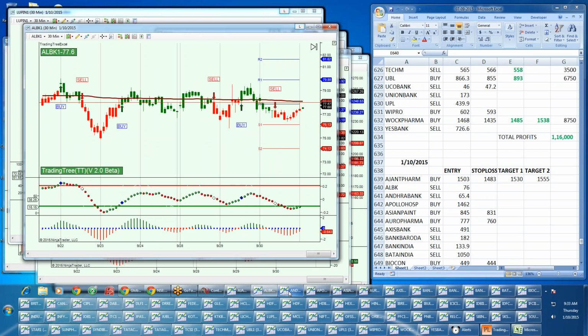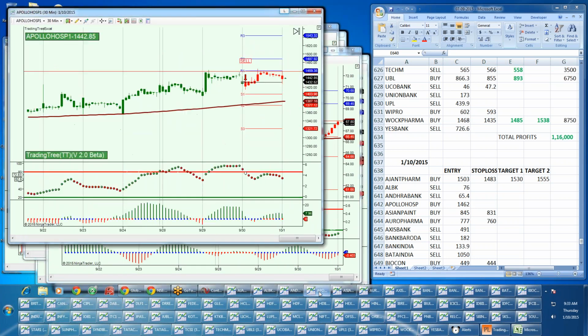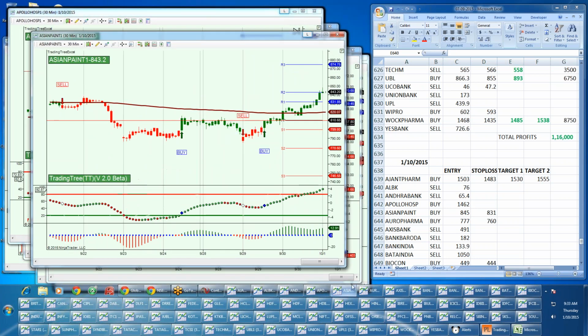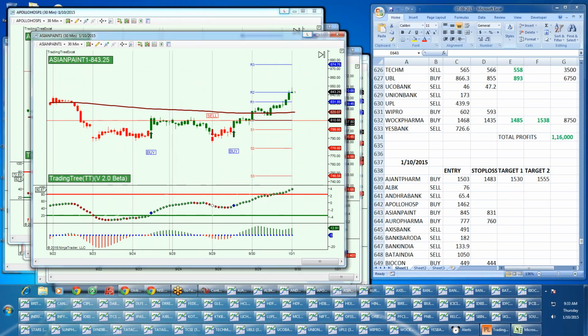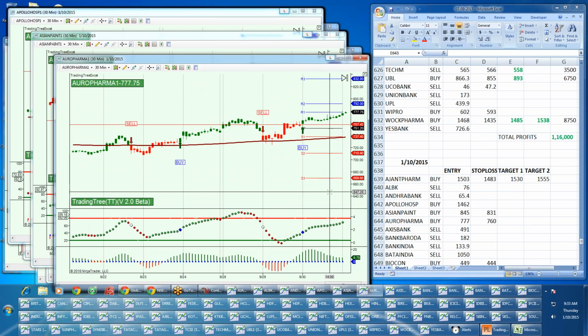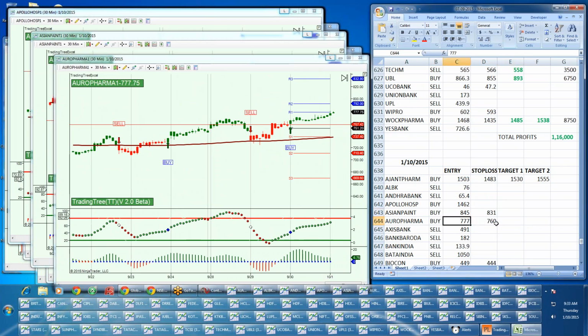ALBK, Andhra Bank, Apollo Hospital, Asian Paint, 8:45 is the entry. It's already triggered, so we'll have to wait on this. I'll put my stop loss at 8:31. This is already triggered, so I'll put my stop loss at 757.